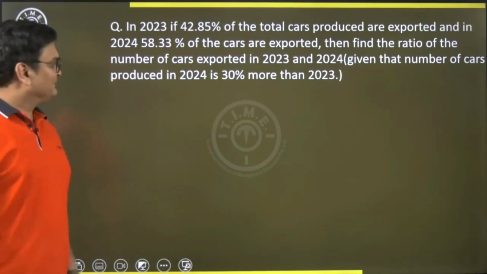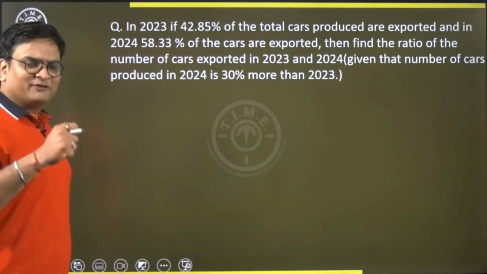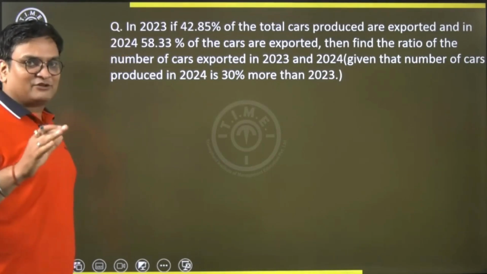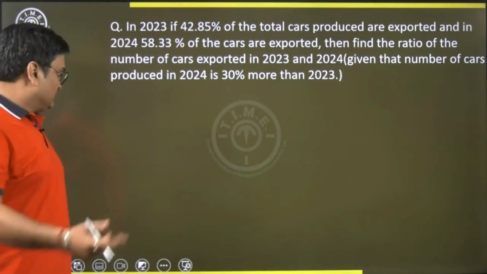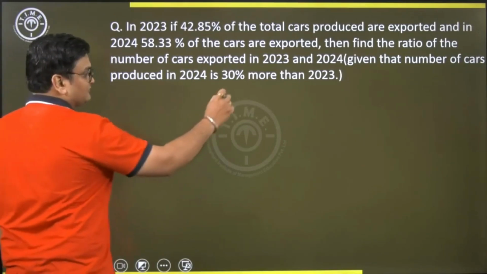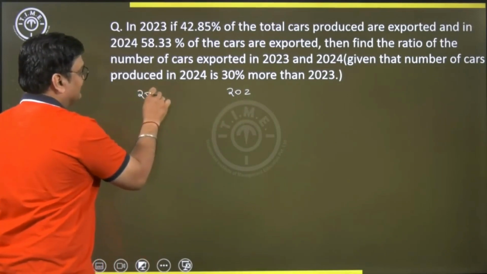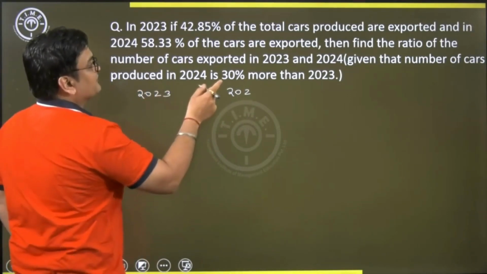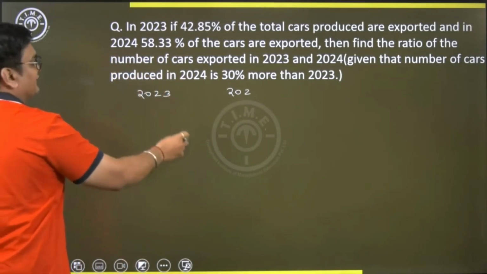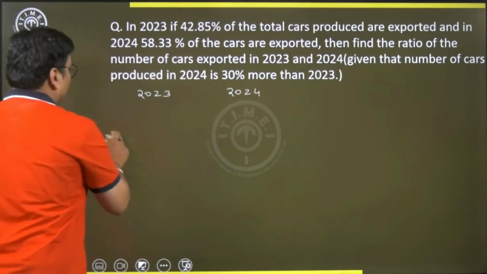So much data. But if you have good grip over percentages, this question can be solved in less than a minute. Let's see how. So 2024 and 2023. I want the ratio between 23 and 24. So number of cars.